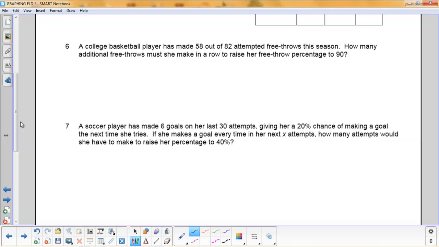Alright, so the first thing we want to do is look at what the basketball player has done right now. And what he's done is he has shot 58 out of 92. Okay? That puts him at about 63%. Okay? That's what he's doing right now. We want to know how many additional free throws this person has to make in a row in order to raise the free throw percentage to 90%.